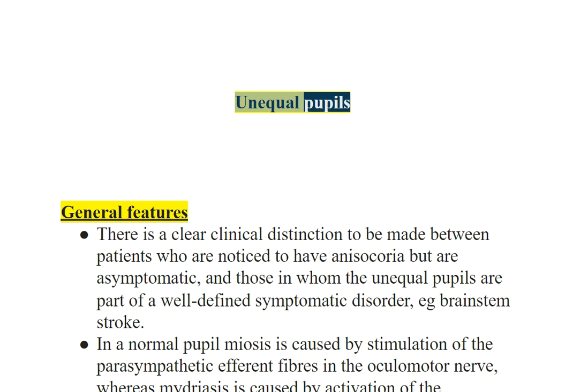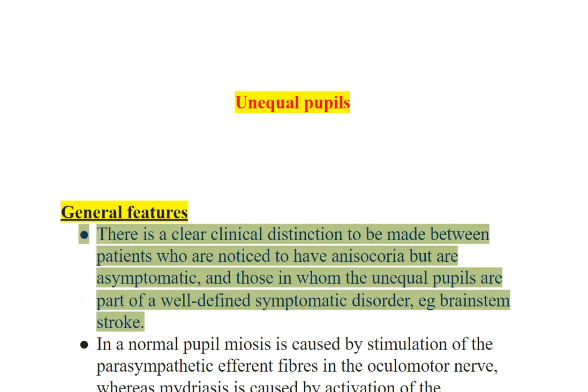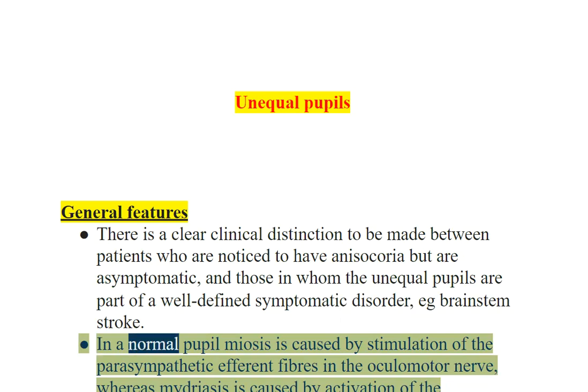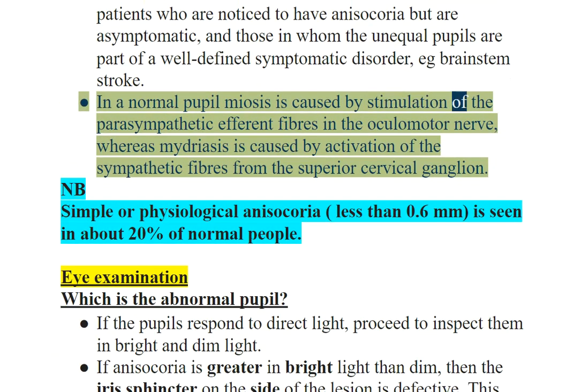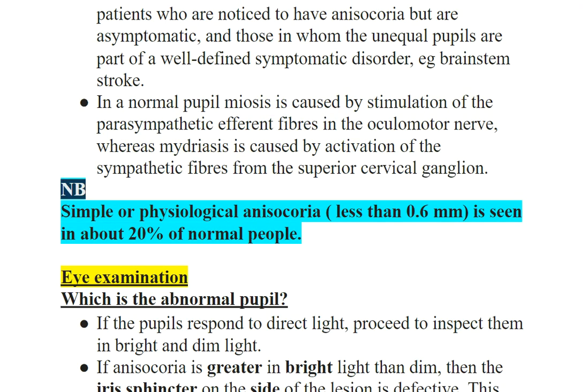Unequal pupils. General features. There is a clear clinical distinction to be made between patients who are noticed to have anisocoria but are asymptomatic, and those in whom the unequal pupils are part of a well-defined symptomatic disorder, e.g. brainstem stroke. In a normal pupil, miosis is caused by stimulation of the parasympathetic efferent fibers in the oculomotor nerve, whereas mydriasis is caused by activation of the sympathetic fibers from the superior cervical ganglion. NB. Simple or physiological anisocoria, less than 0.6 mm, is seen in about 20% of normal people.